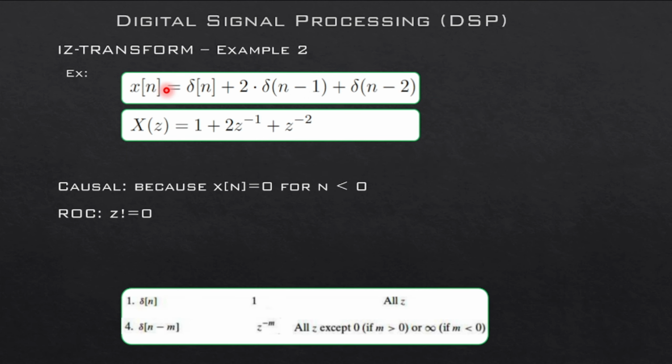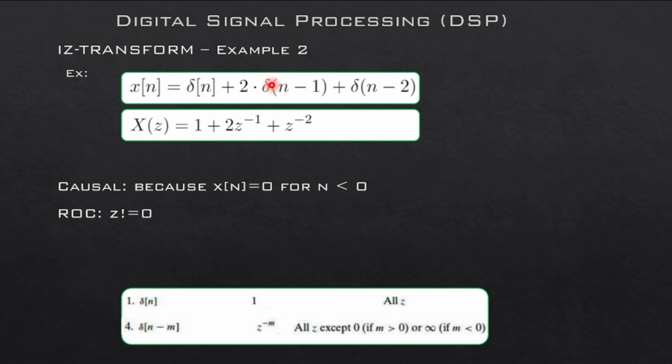Now, second example: x n is equal to delta n plus 2 times delta n minus 1, which is shifted to the right, as you notice. An impulse with twice the amplitude, shifted to the right with a peak of 2, plus delta n minus 2, which is also shifted 2 steps to the right instead of 1. So what would be the transform? If you consult the table for delta n, the transform is 1. Then, here it is shifted: delta n minus m gives us the transform z to the power minus m.